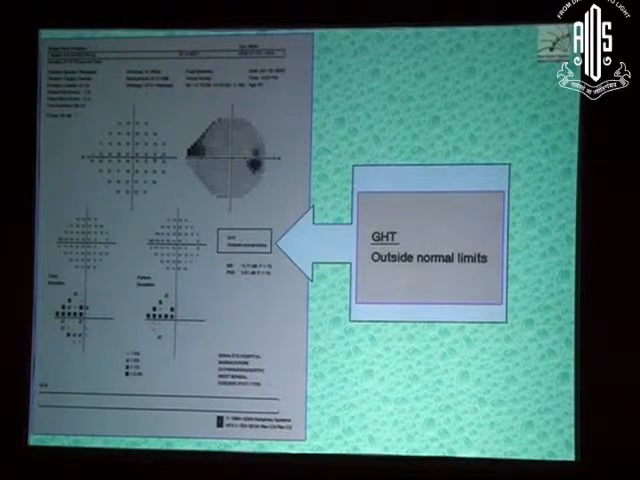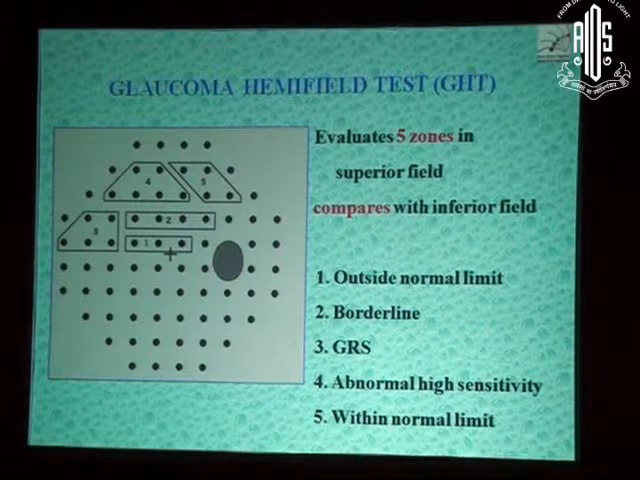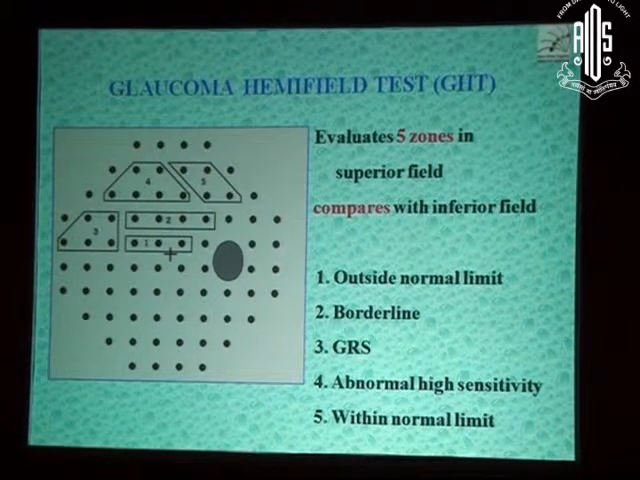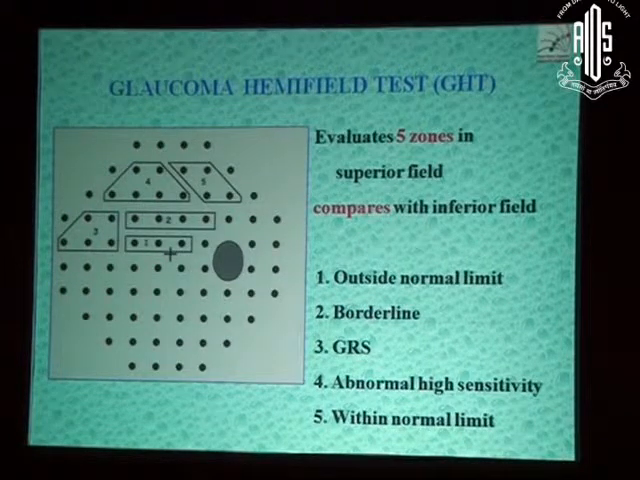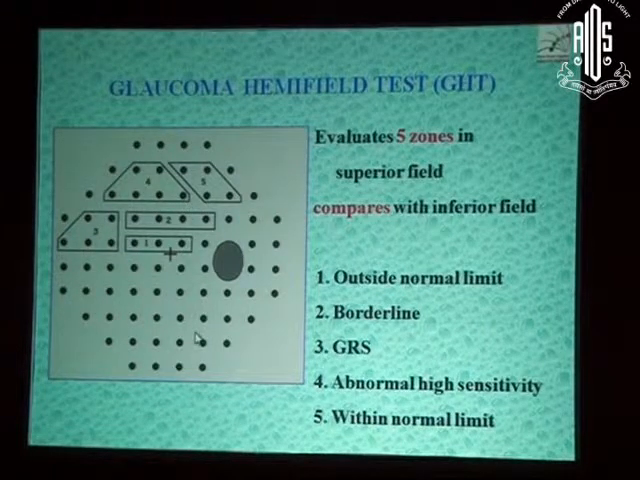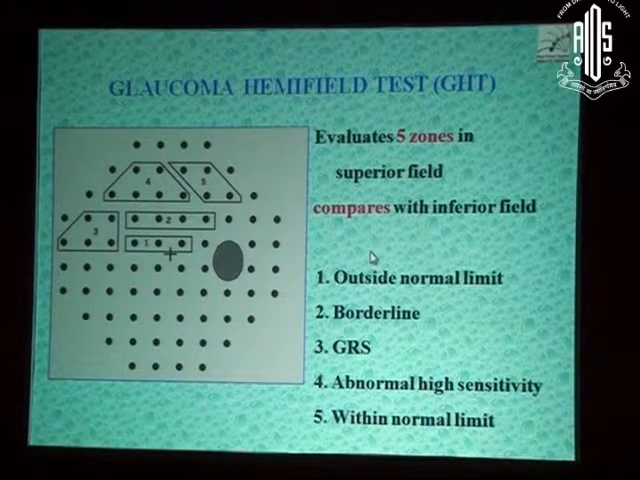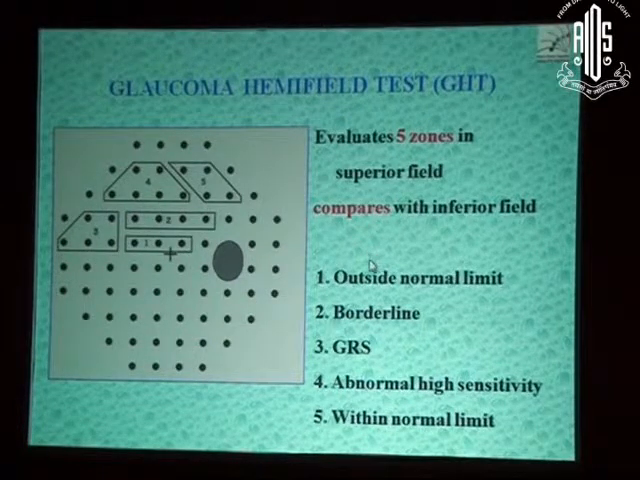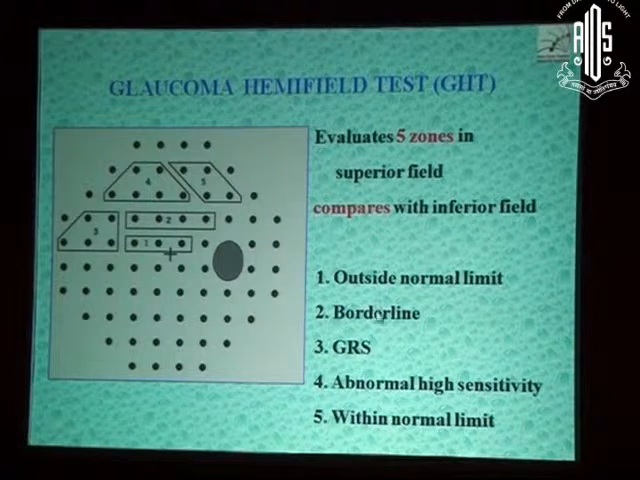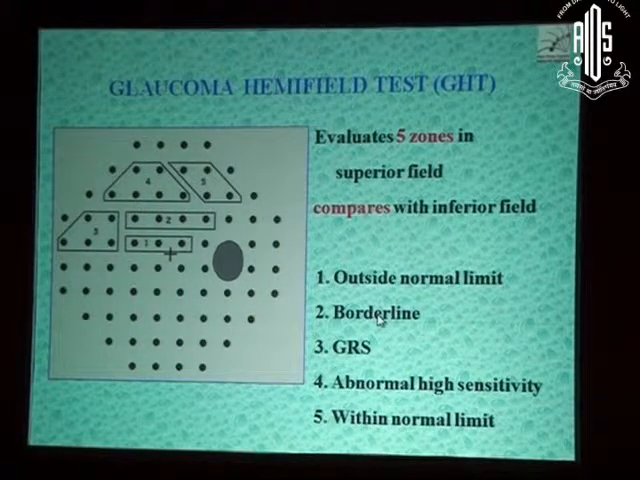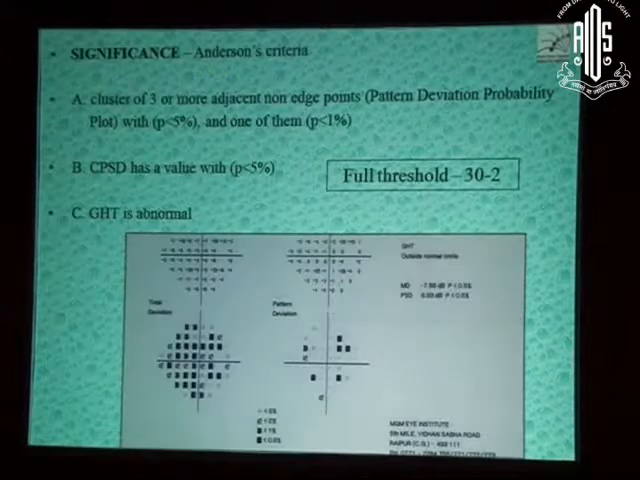The last is the glaucoma hemifield test. In the glaucoma hemifield test, we are more interested in glaucoma between the superior and inferior asymmetry. Here, the glaucoma hemifield test evaluates 5 zones in the superior field against the 5 similar zones in the inferior field, and it reports whether there is any significant asymmetry as outside normal limits, borderline, generalized reduction of sensitivity, abnormal high sensitivity, or within normal limits.